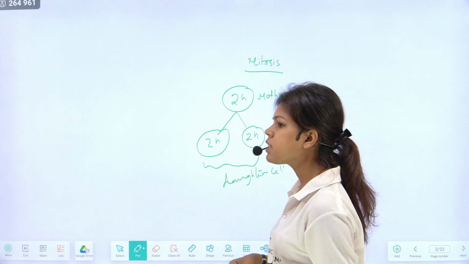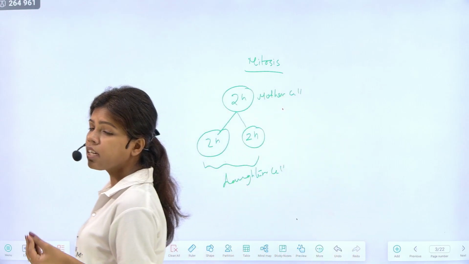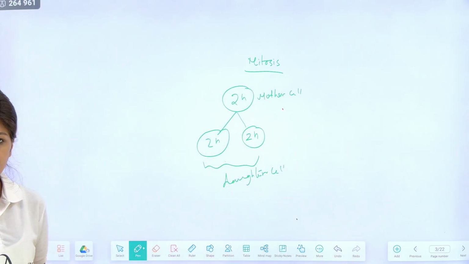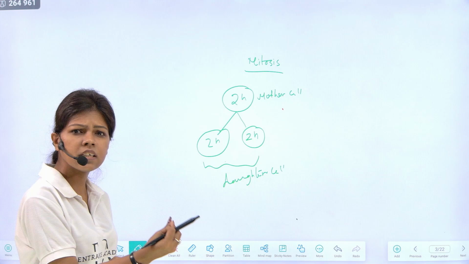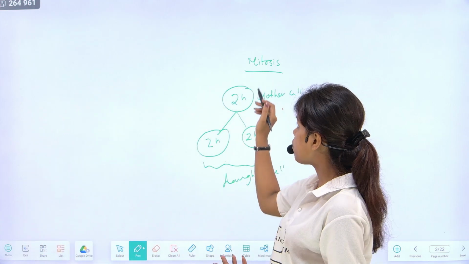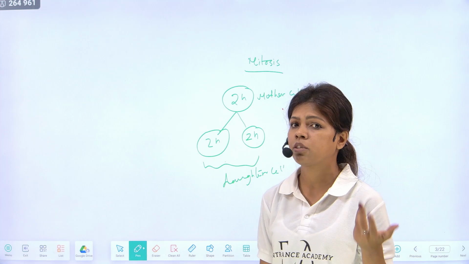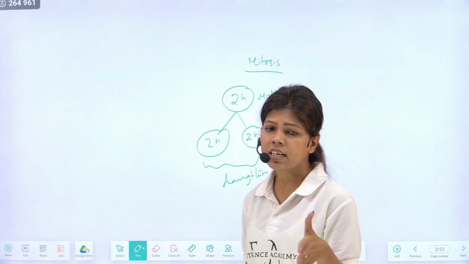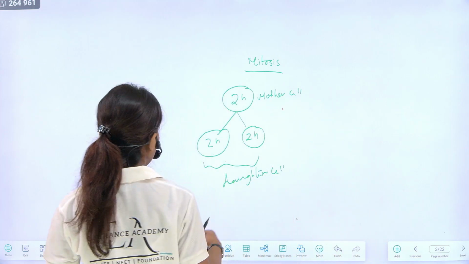And this type of cell division we can find in our somatic cells, that is, body cells. That is the cells of liver, pancreas, kidney, skin. All the cells are divided by means of mitotic cell division or mitosis. The second type of cell division is meiosis. What happens here?